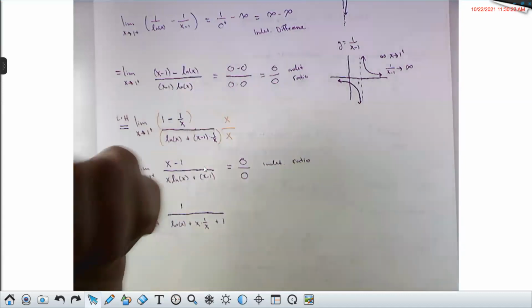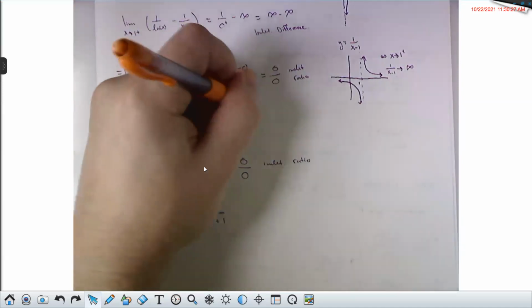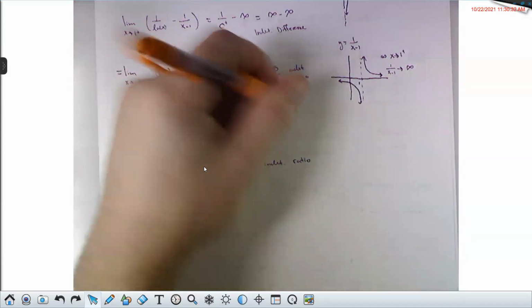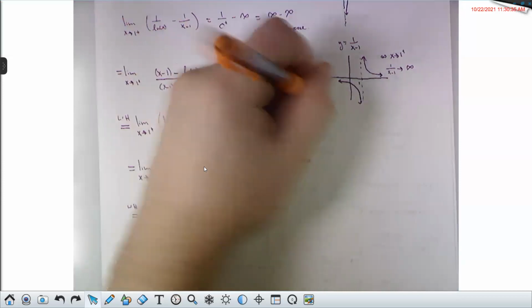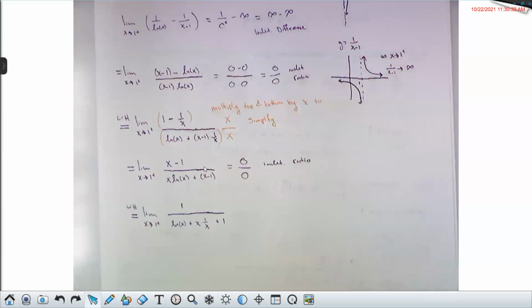So what I'm doing here is multiplying top and bottom by x to simplify. I would rather work with an expression that looks like this than an expression that looks like this, specifically because I know I'm going to be differentiating again. And these ratios, like here, I would need something like a quotient rule. That's not fun.